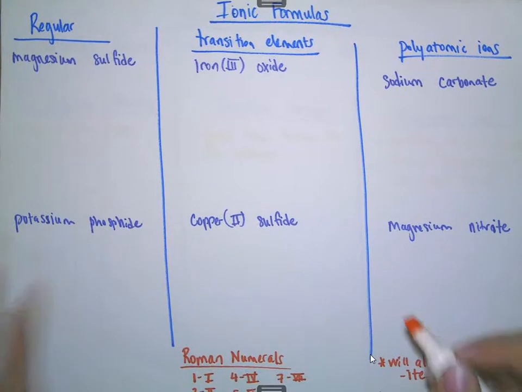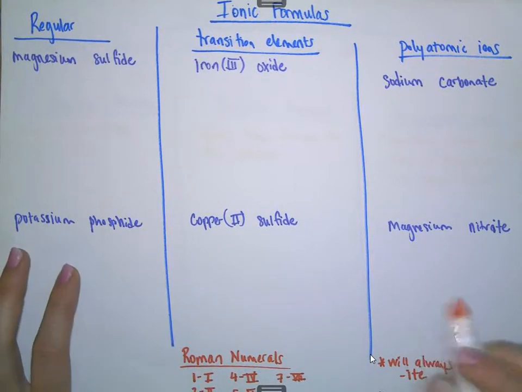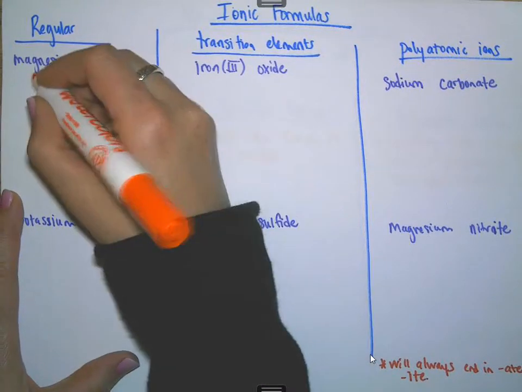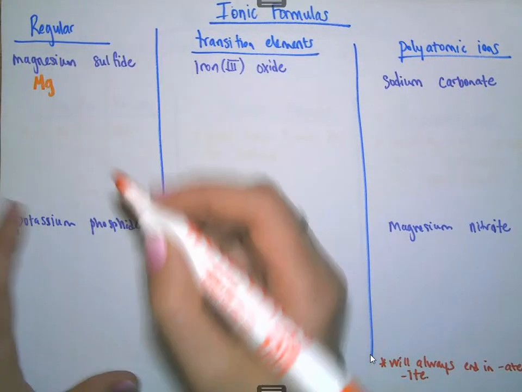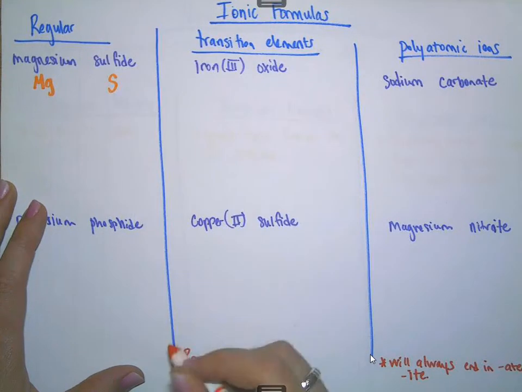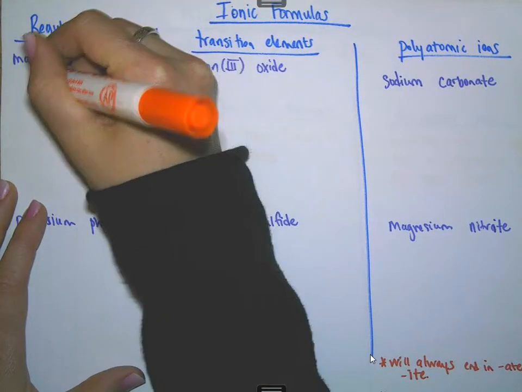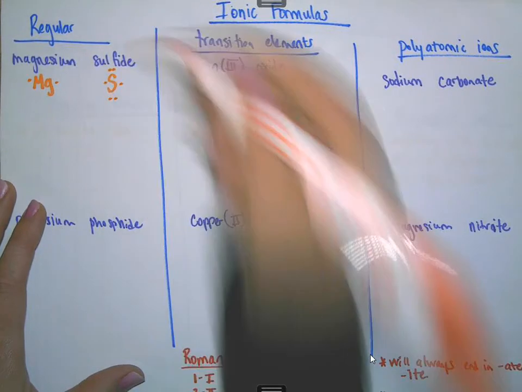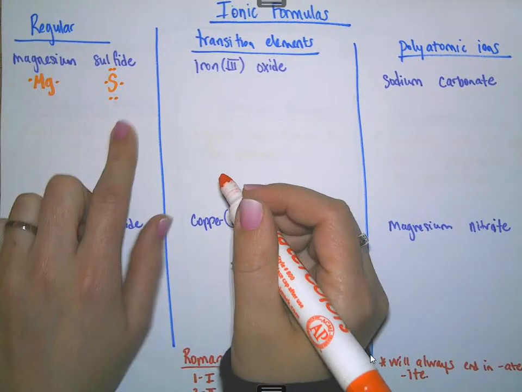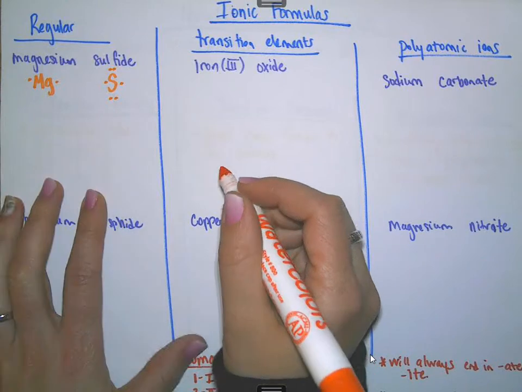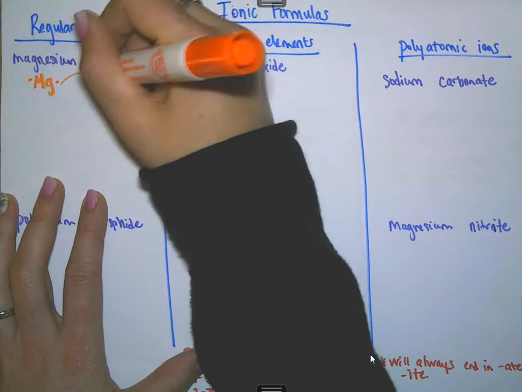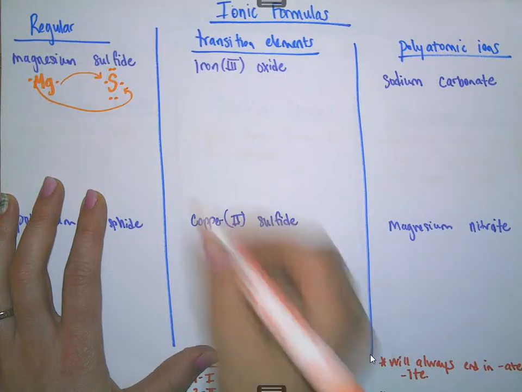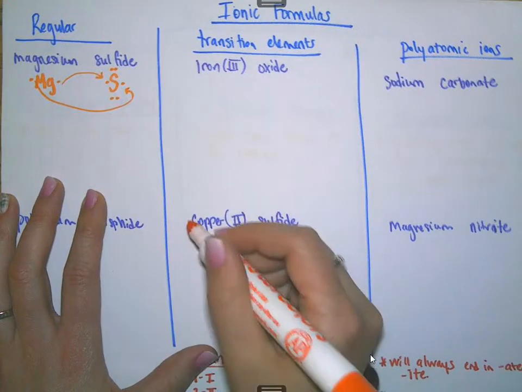We learned two different ways to do this back in chapter 7. The first is magnesium sulfide. What you do is you draw the symbol of magnesium and the symbol of sulfur, and you can either put the valence electrons on the atoms like we've been taught to do. Magnesium has 2 and sulfur has 6, and then you can do the work to figure out that magnesium will give its 2 electrons to sulfur. Sulfur needs 2, magnesium gives 2.